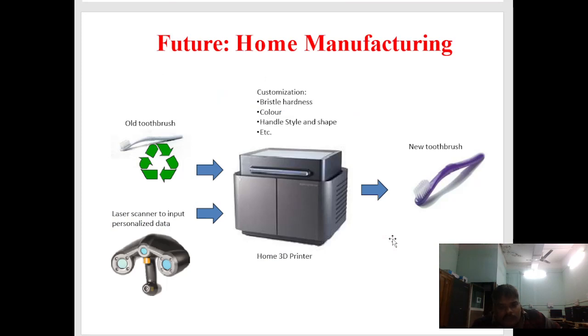Future home manufacturing: the home 3D printer. Suppose you want to make a new toothbrush with customized color, handle style and shape. If you want some new features, then by using this 3D printer you can make it. This is the old toothbrush, you can recycle it also.